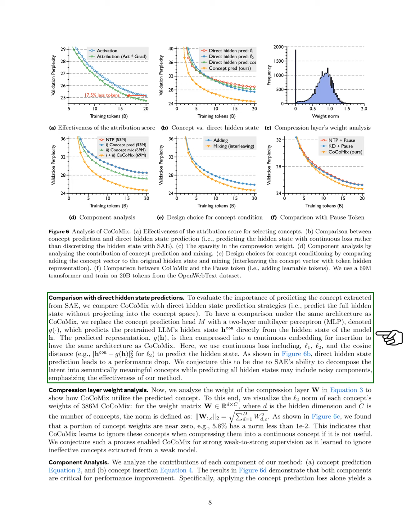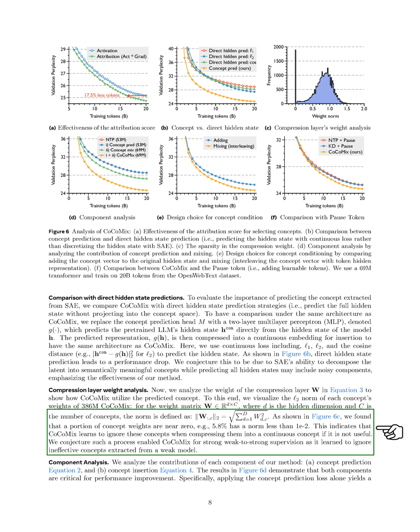We also analyze the weights of the compression layer to see how CoCoMix uses the predicted concepts. We visualized the weights for each concept and found that some weights are close to zero, indicating that CoCoMix learns to ignore less useful concepts. This process likely allows CoCoMix to effectively supervise learning by disregarding ineffective concepts from a weaker model.